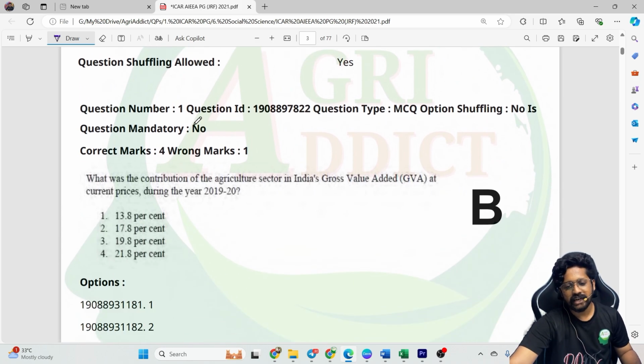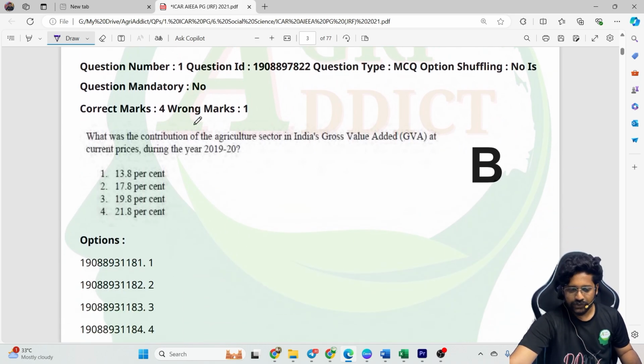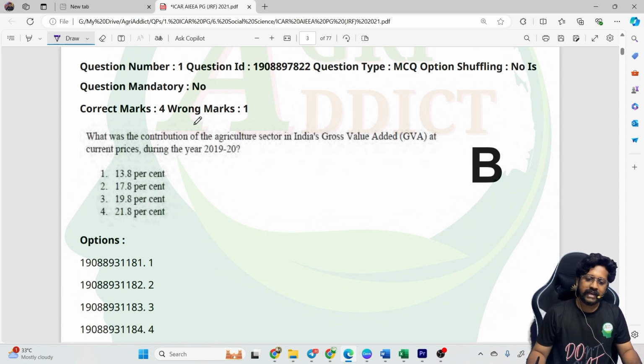So we shall start our question discussion. The first question is, what was the contribution of the agriculture sector in India's gross value added at the current prices during the year 2019-20? During the financial year 2019-20, the contribution of agriculture towards India's gross value added was recorded as 17.8%, so answer 2 will be the correct answer.